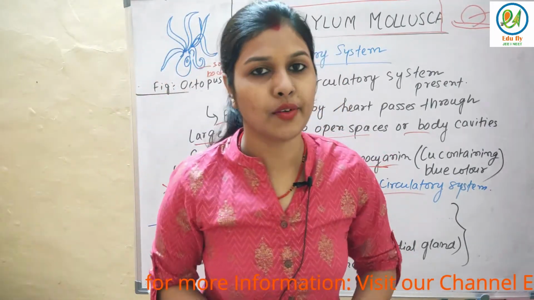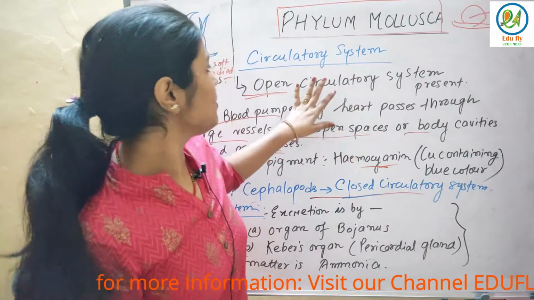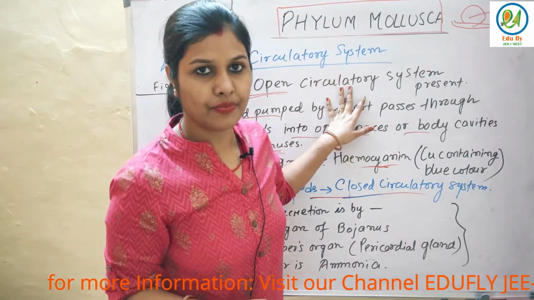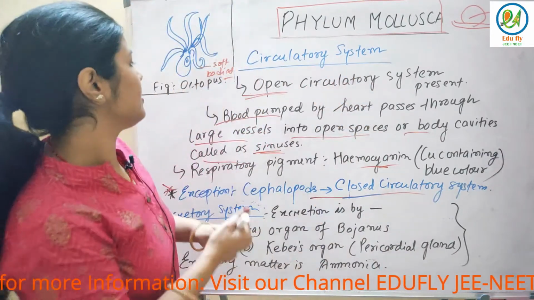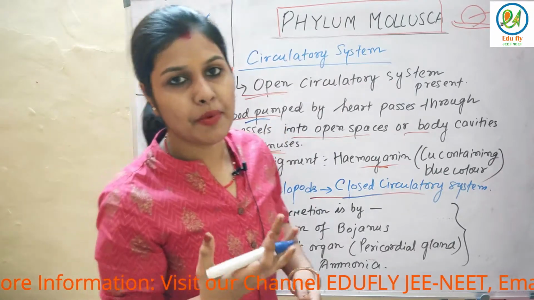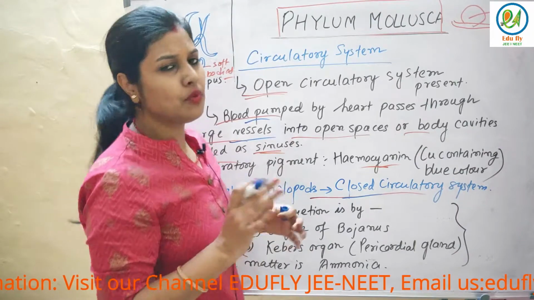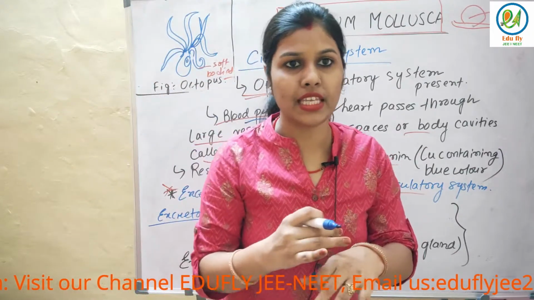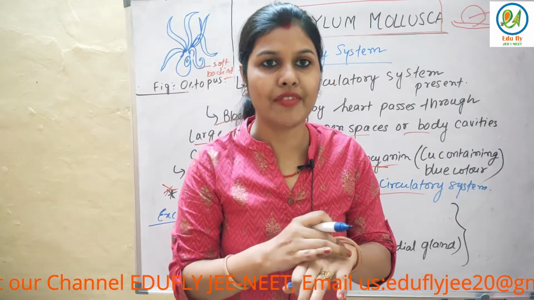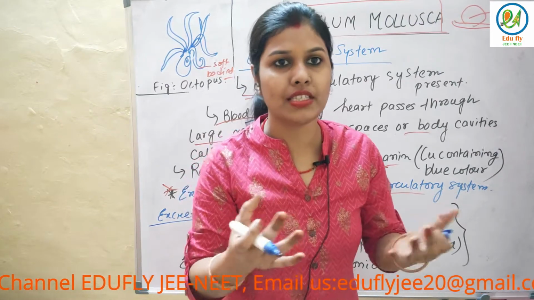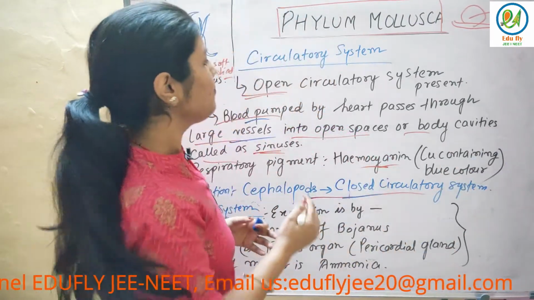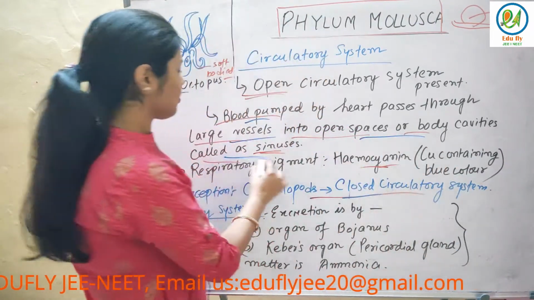Now we'll see about the circulatory system. The circulatory system is open in case of mollusk. So what happens here is that first the blood will be pumped by the heart. It passes through the large vessels, and then it will go into open spaces, because in a closed system the blood flows within vessels, but here, since it is open, the blood goes into open spaces. The body cavities are called sinuses.